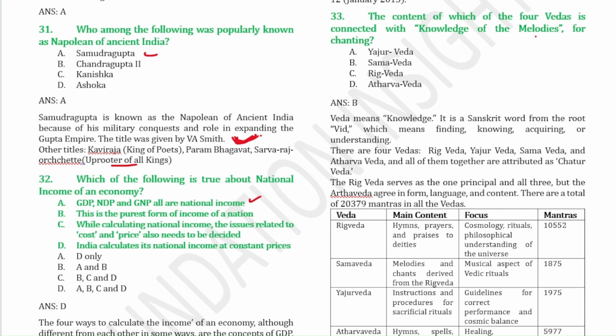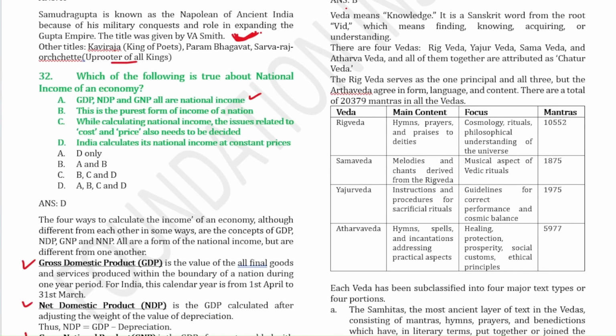The context of which of the 4 Vedas is connected with knowledge of the melody? Knowledge of melodies is Samaveda. Veda means knowledge. It is a Sanskrit word from the root vid, which means finding, knowing, acquiring, or understanding. There are 4 Vedas: Rig Veda, Samaveda, Yajur Veda, and Atharva Veda. You have to know the main concept, then the focus areas, and then the mantras.